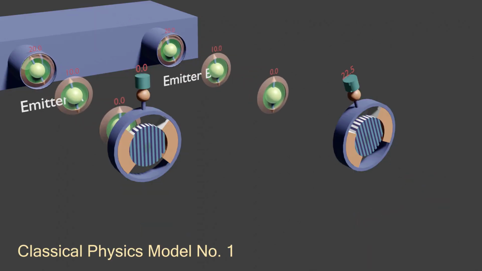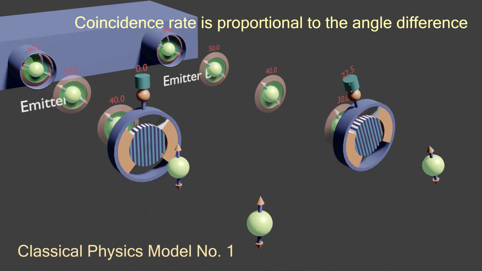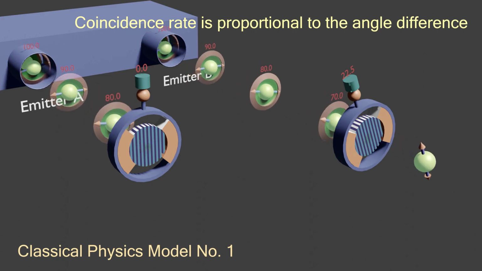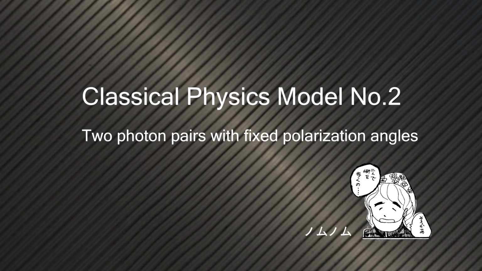In fact, in this classical model, the coincidence rate between photons is always proportional to the angular difference between the filters, which is inconsistent with quantum entanglement. If this is the case, by thinking the other way around, would it be possible to explain the quantum entanglement by making the probability of passage be cosine squared?